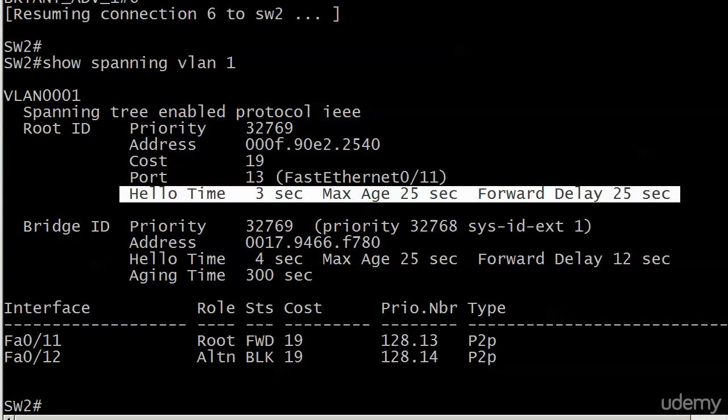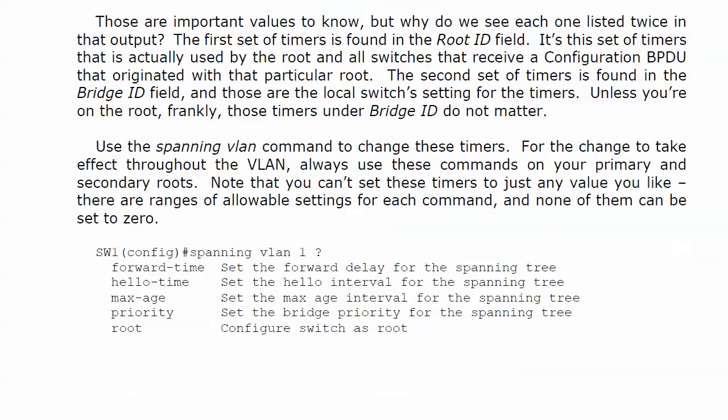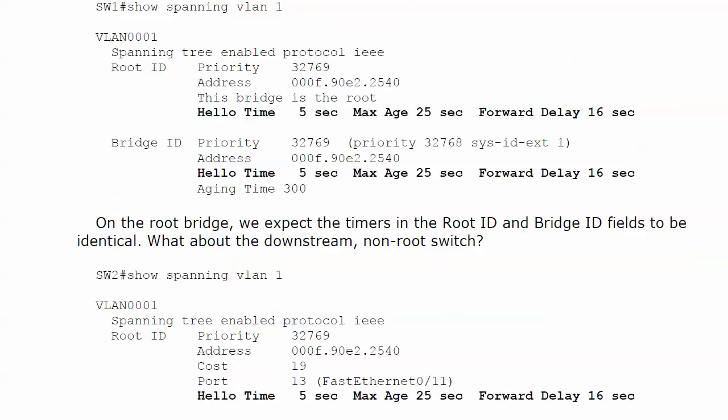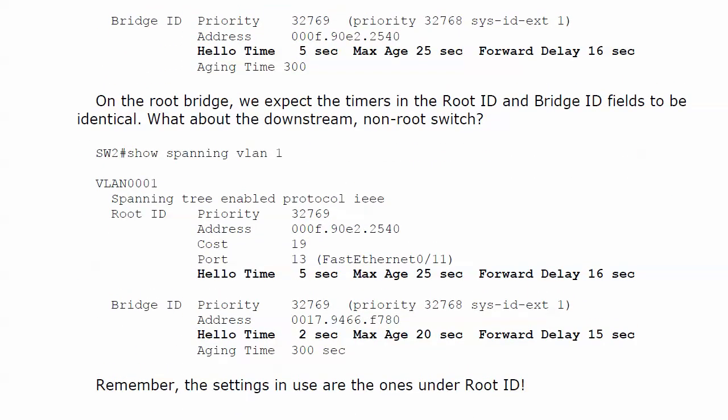Again, I would recommend you be very careful about doing so in a production network, but it's definitely important stuff to know for the exam. So I believe that covers everything. You're always going to verify it with show spanning VLAN. We went to the non-root switch, checked it out. The new timers had actually been advertised. Always remember the settings in use are the ones under the root ID.